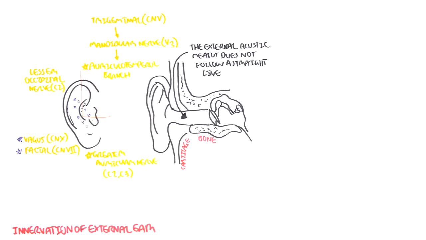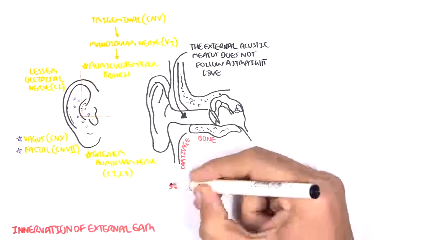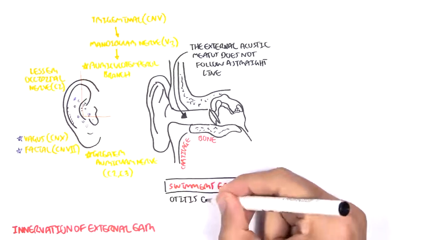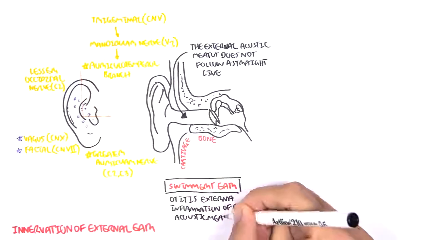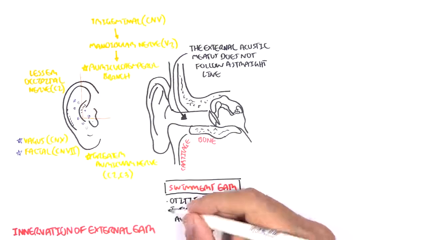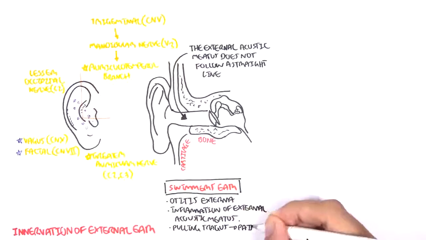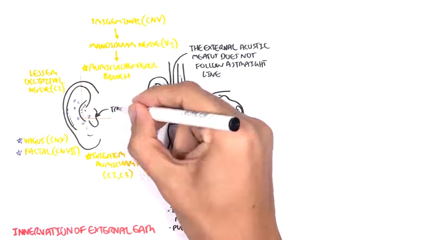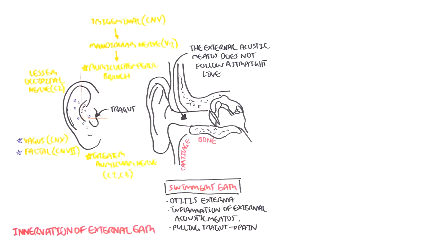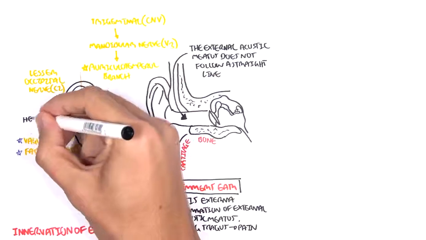So looking at some clinical relevance here, swimmer's ear, also known as otitis externa, is an inflammation of the external acoustic meatus. Clinical sign is pulling the tragus elicits pain. The tragus, what I'm talking about, is this part of the auricle. And another important anatomical part of the auricle is the helix here.